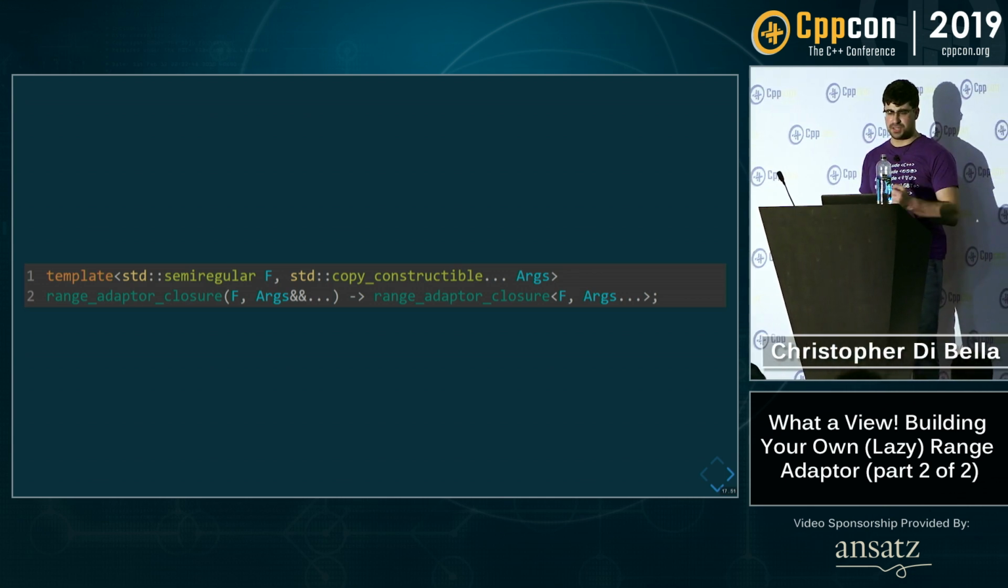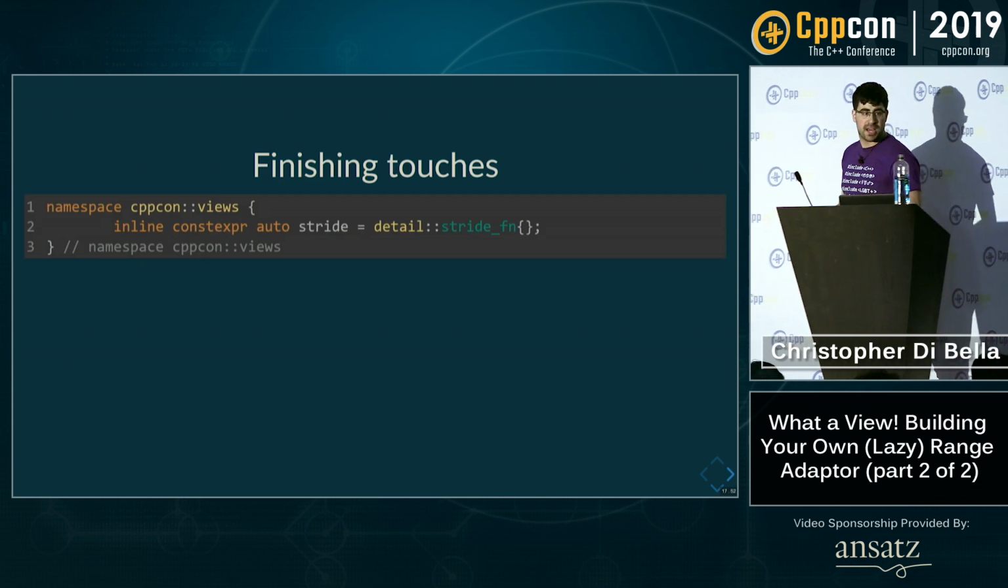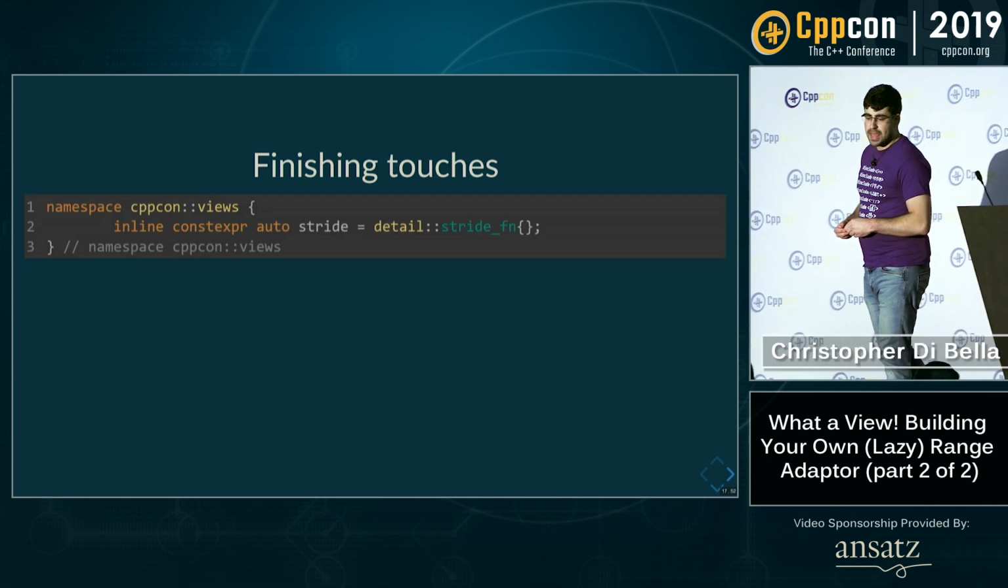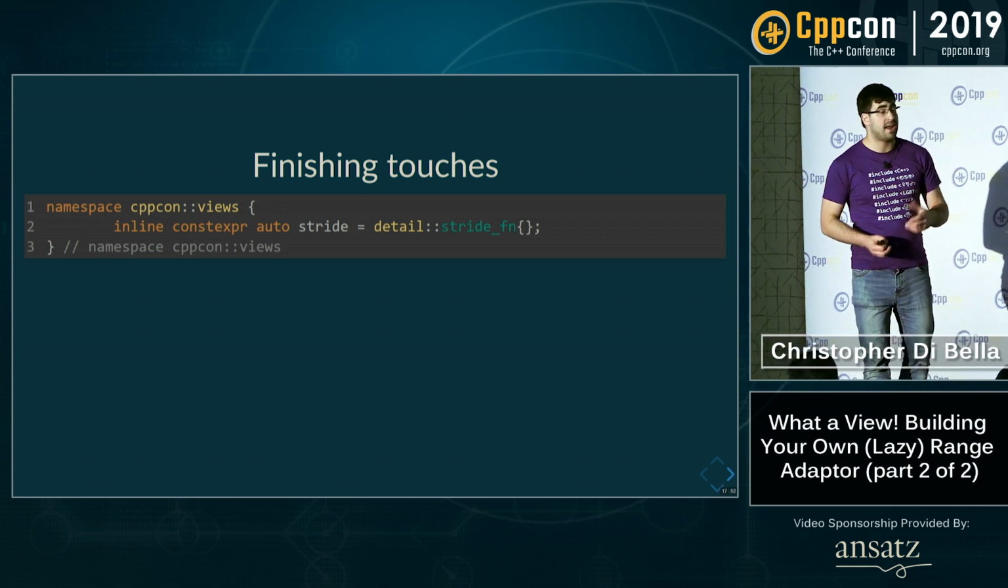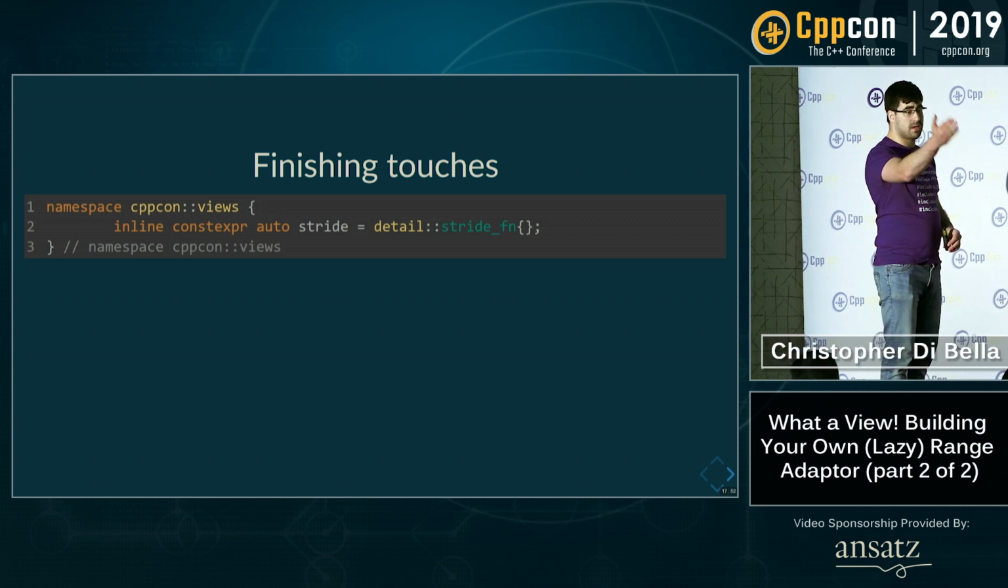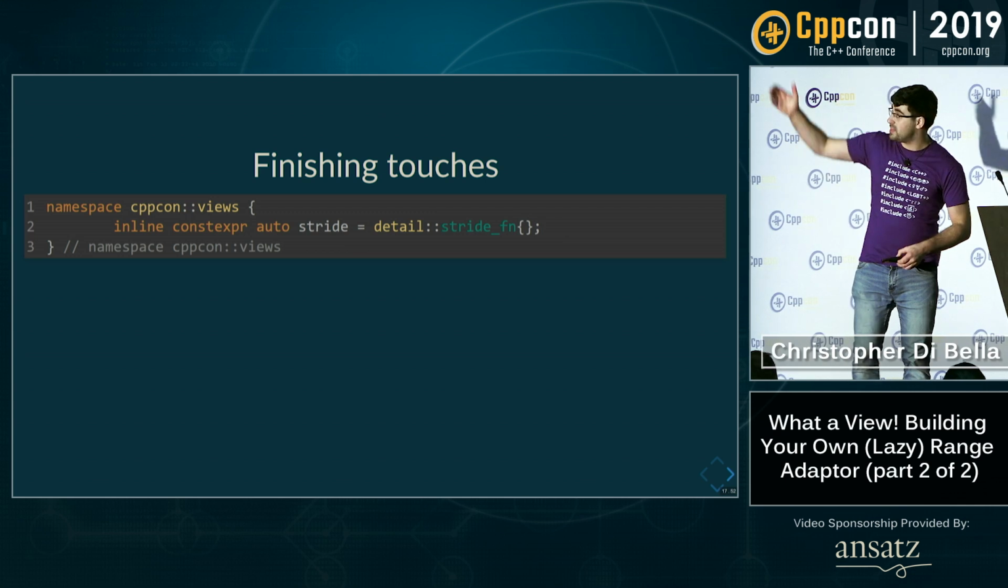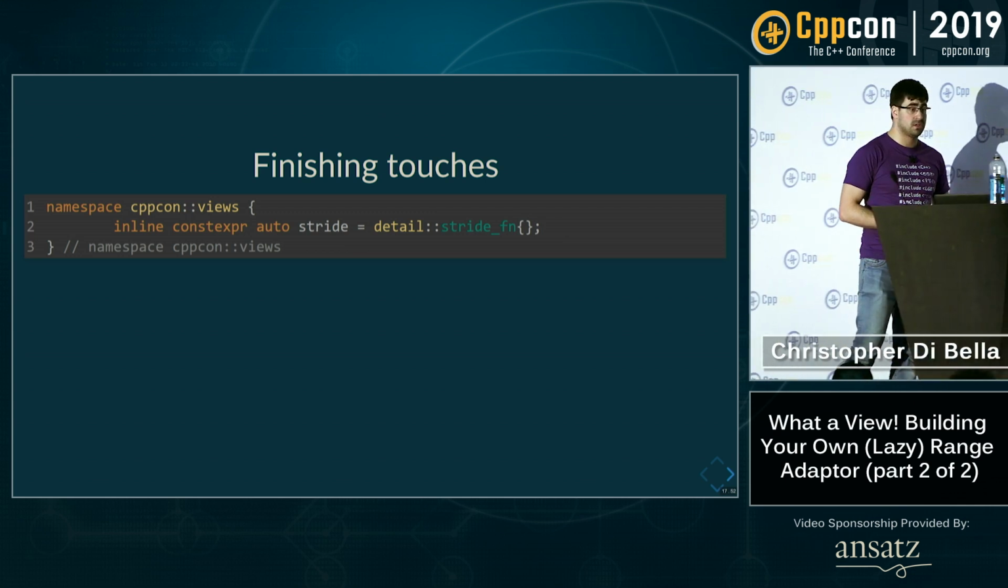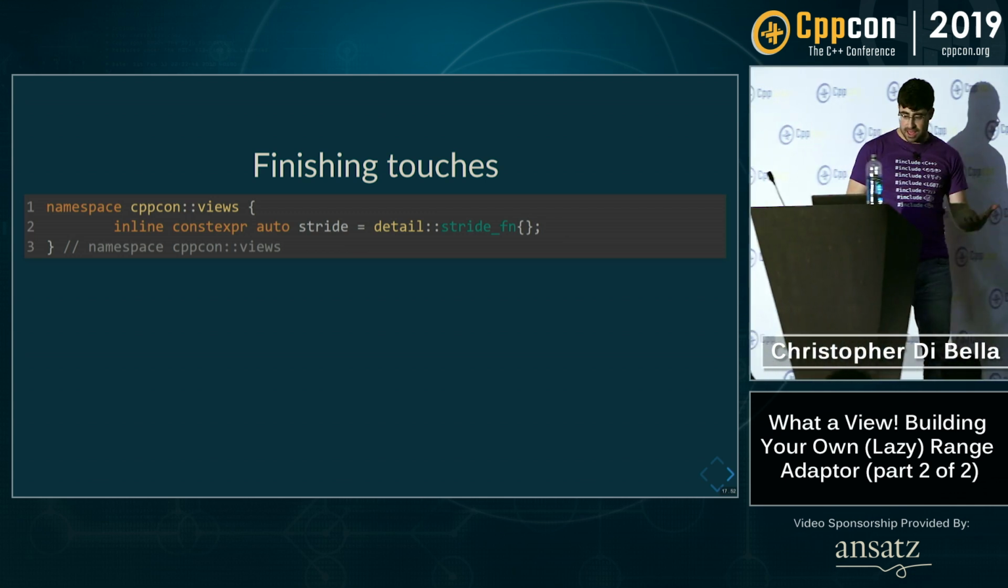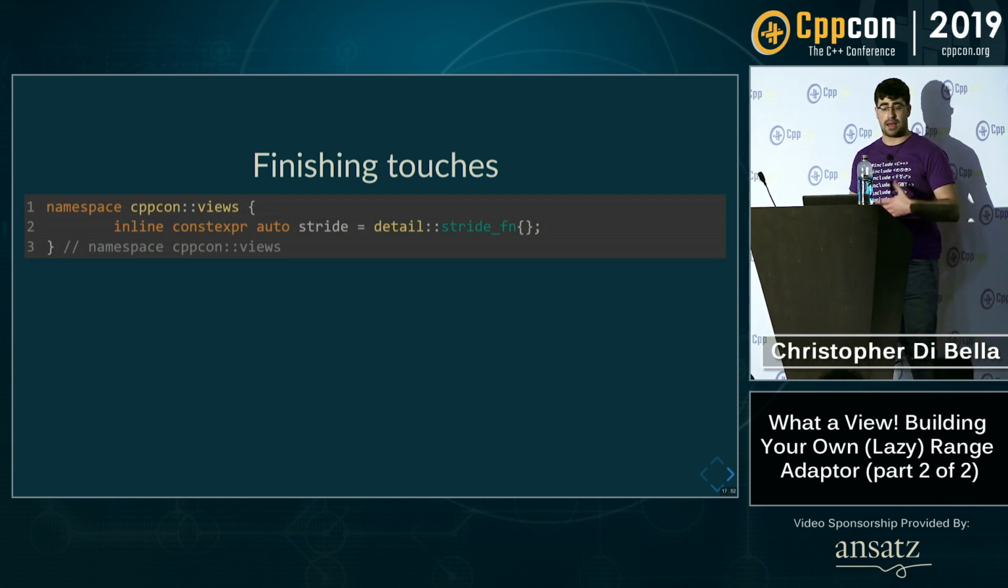Finally, the finishing touches, we want to provide an object that is our range adapter stride. And this is pertaining to what you were asking about in the previous session. This is what goes into namespace views. And so that's what we have as our range adapter closure.